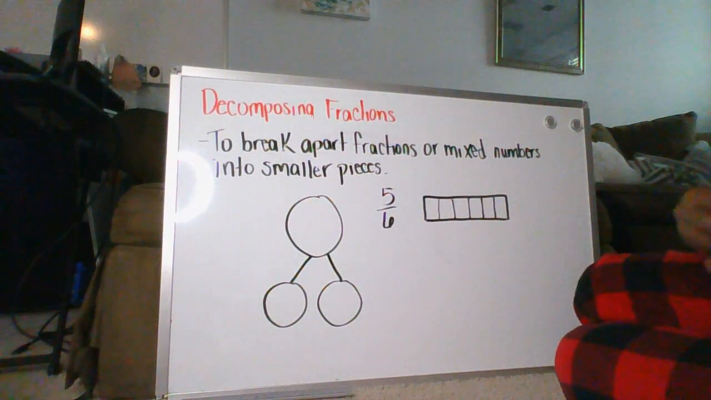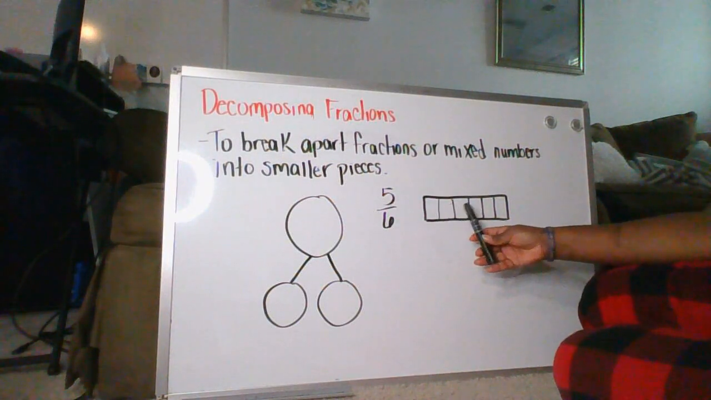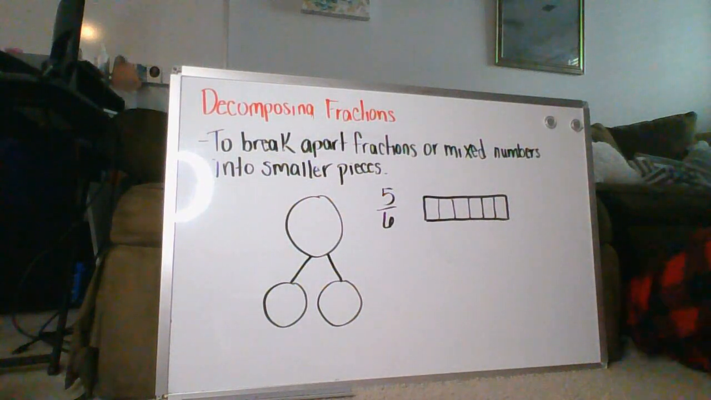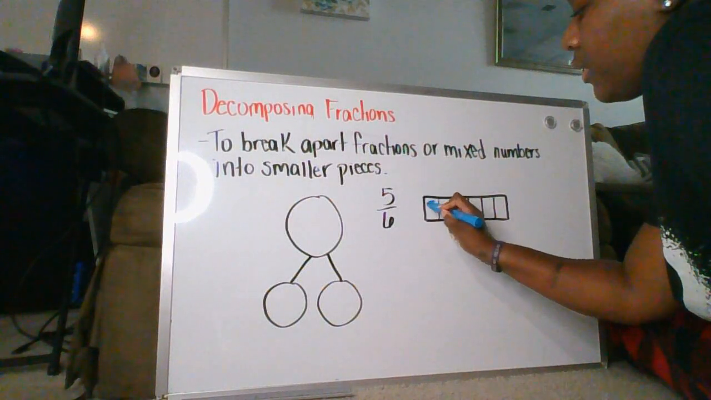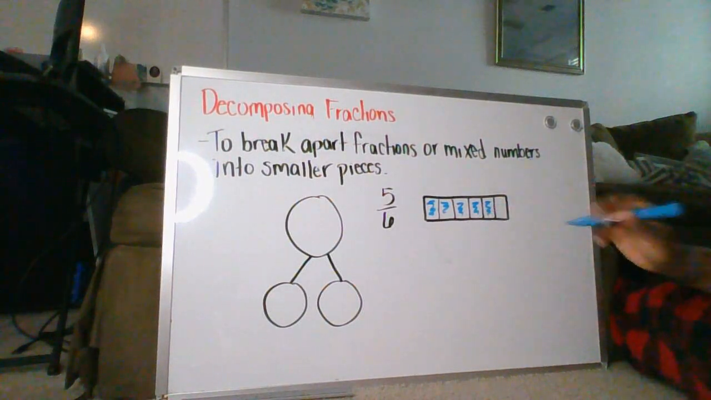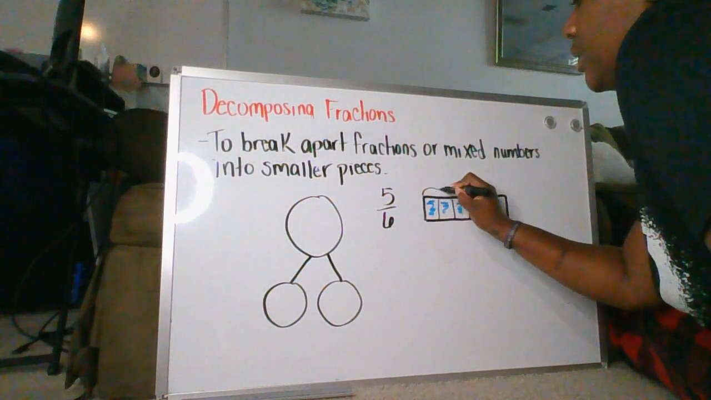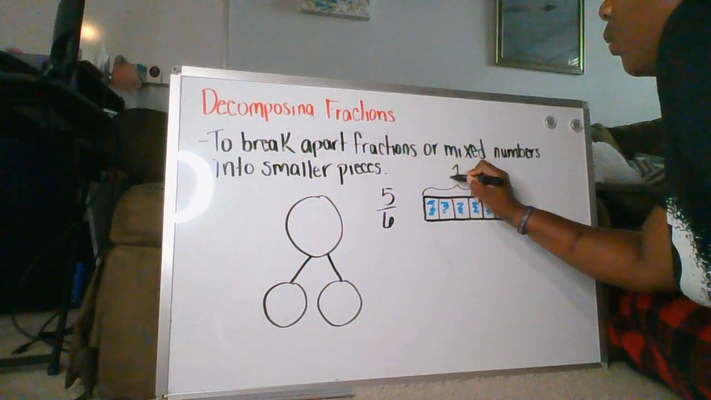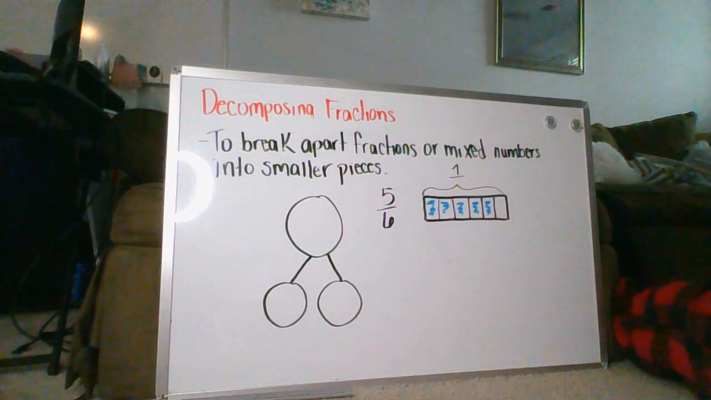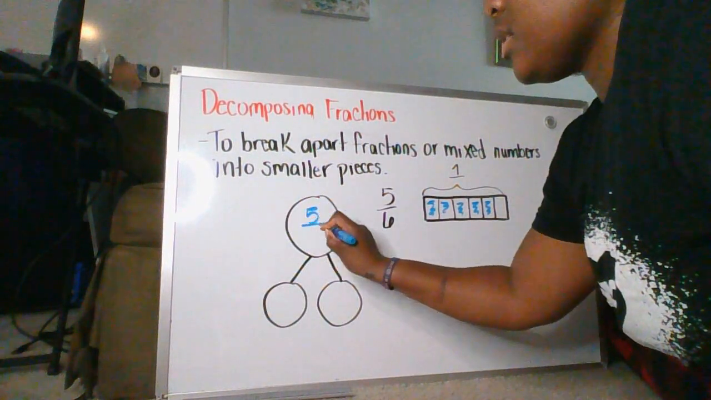So now I have my 6 pieces, which my denominator tells me how many pieces I have. So I have 1, 2, 3, 4, 5, 6, right? And then of those 6, I only want to shade in 5. 1, 2, 3, 4, 5. Okay? So again, showing students that this represents one whole, right? And of the one whole, we have 5/6. Now, we want to decompose 5/6.